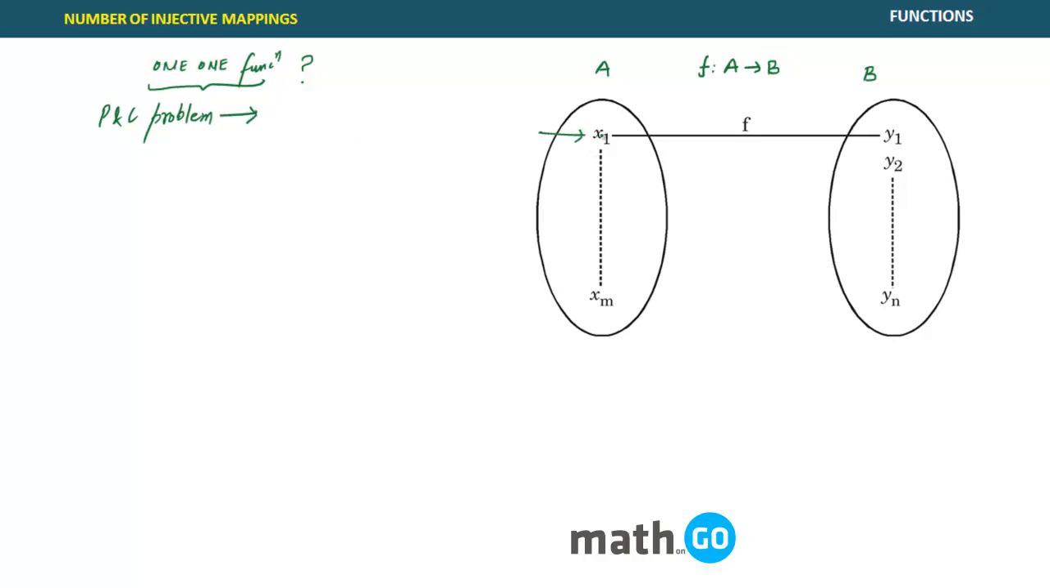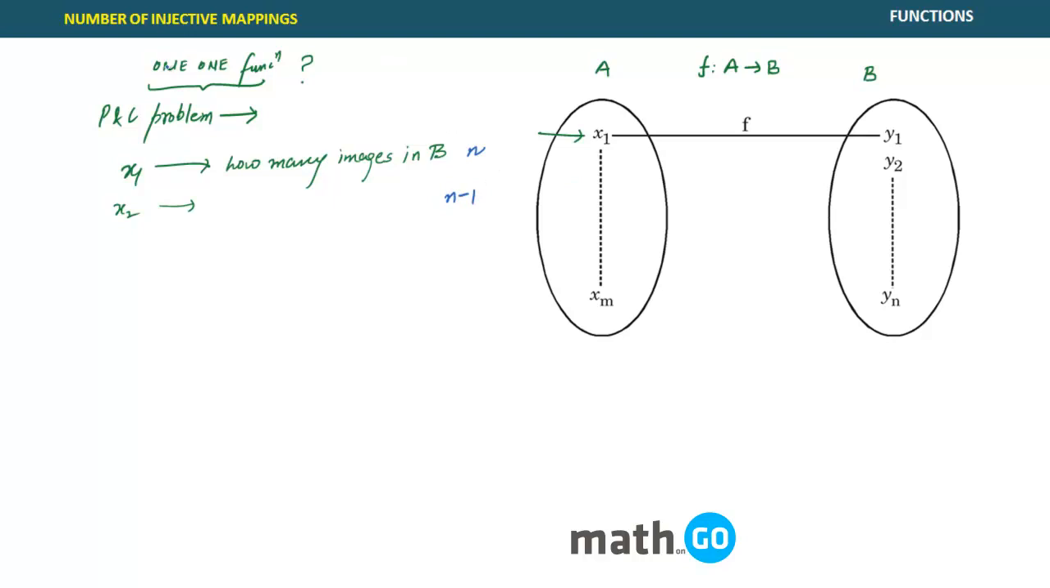Let's pick x1 over here. So x1 has how many options? How many images can it have in B? How many options are there for this? All these n are available. So x1 has n options. Now what about x2? How many options does x2 have? For example, say x1 is already mapped to y1. x2 will now have n minus 1 options.